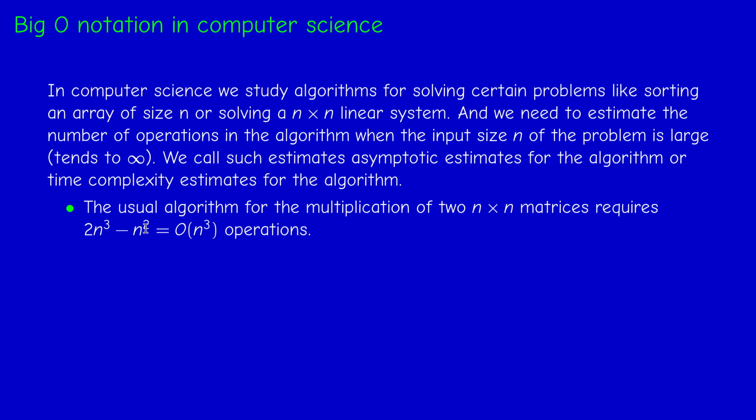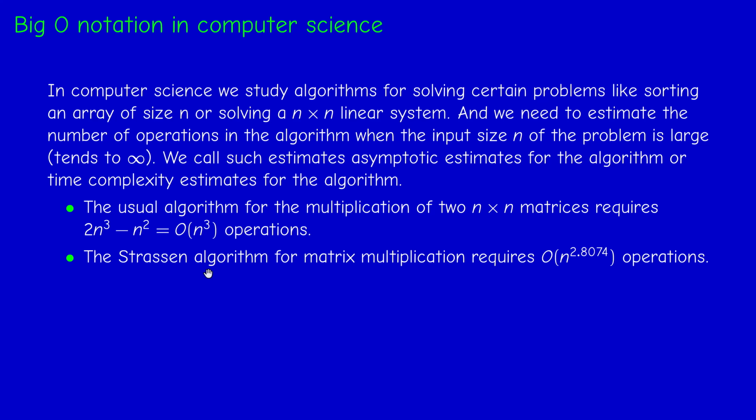Okay, now there are better algorithms. This is the usual algorithm that you learn in linear algebra. But there is another algorithm called the Strassen algorithm, which requires much fewer operations, big O of n to the power 2.8074. This is really a significant advance, because when n is large, it is a significant amount of time saving when you pass from big O of n cubed to big O of n to the power 2.8.